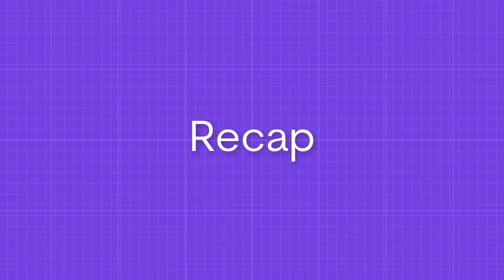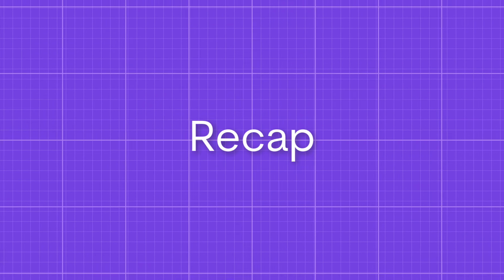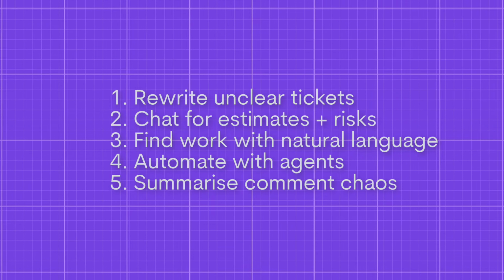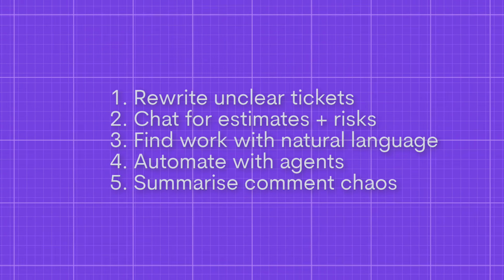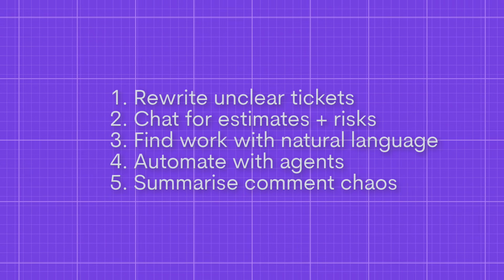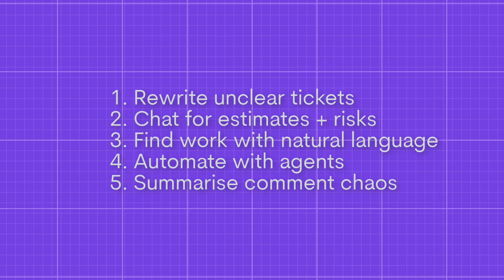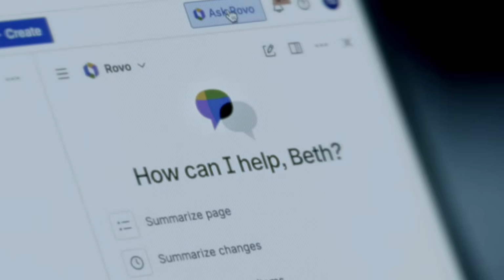So let's quickly recap. Number one, we helped rewrite unclear tickets. Number two, we used chat to help with estimates and risks. We also looked at finding work using natural language, which saves a big amount of time. We helped to jump into external projects and understood them using comment summary. And finally, we started to automate with Rovo skills. Rovo is an incredibly powerful way to save time inside of Jira. If you want to try it out today, you can find it in the link in the description. It's a great way to optimize your Jira today.